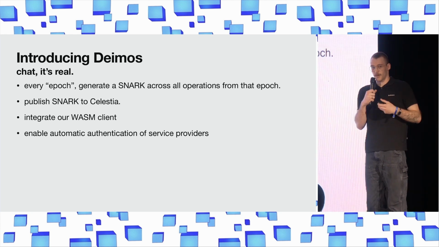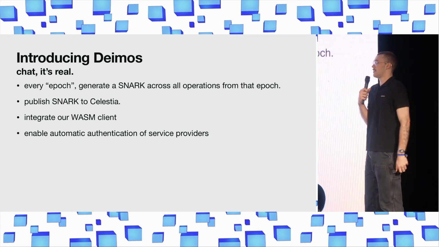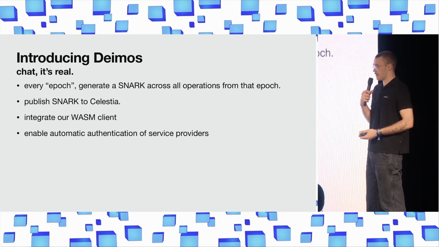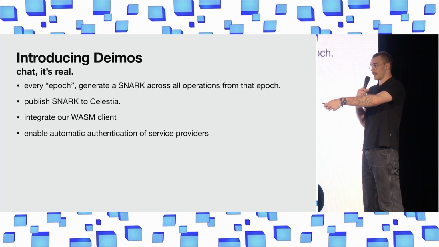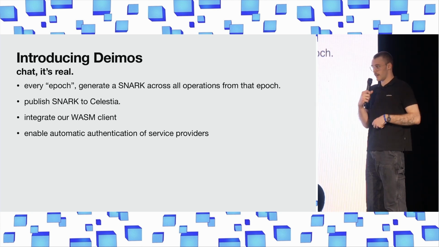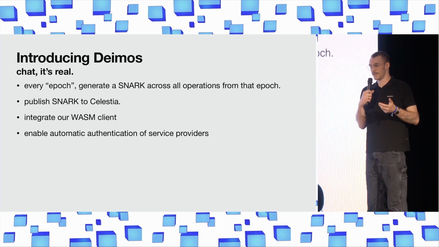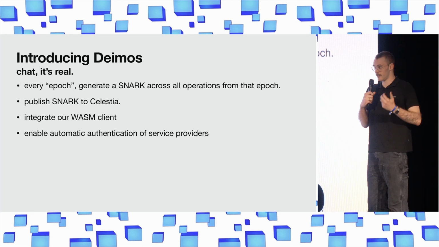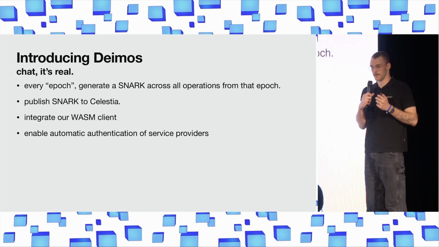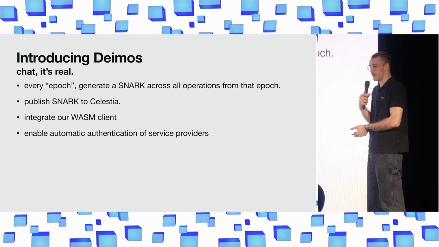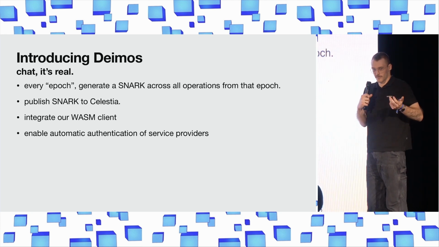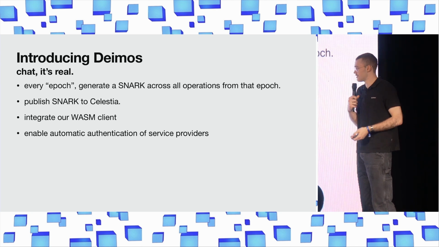And then we publish that SNARK to Celestia. The WASM client that we have just downloads that SNARK directly from the DA layer and verifies it. And what this means is that just by running a light node in your chat client, you are automatically verifying the service provider, and you no longer need to trust them. It's user verified, and it's by default. So this is really nice.